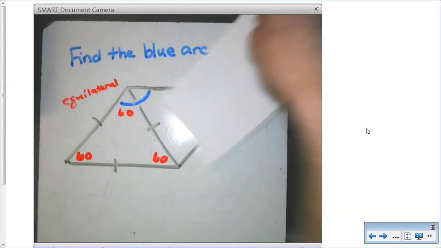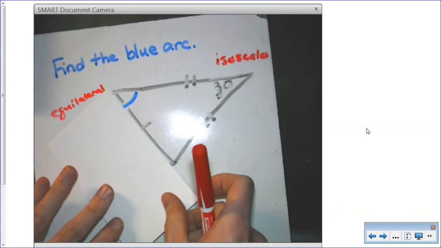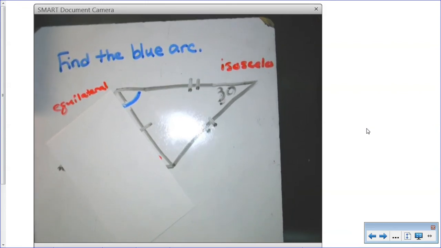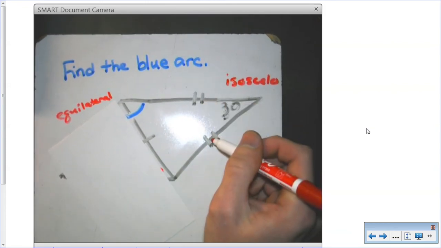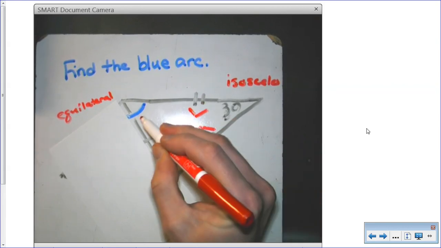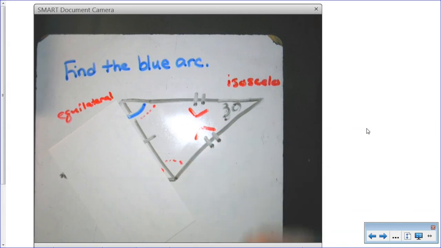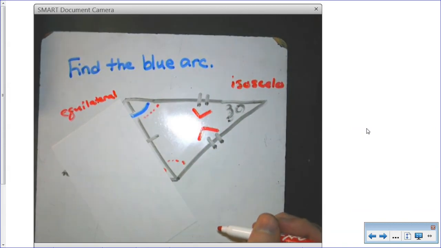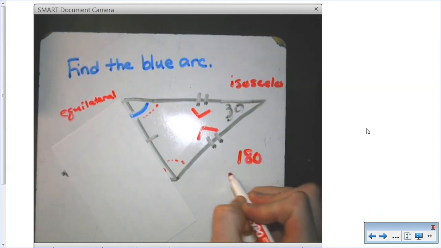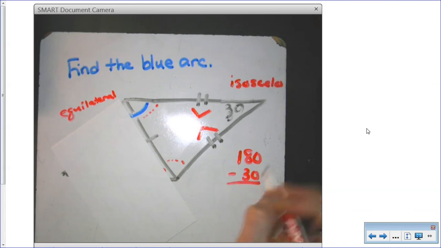That's the easy work. Now, let's get rid of the equilateral triangle and go to the isosceles triangle. So up here, I have two equal sides. Those equal sides are pointing to this angle right here and this angle right here. So this 30-degree angle is the odd angle in this isosceles triangle. So I have to get rid of it. 180 minus 30 degrees is going to leave me with 150 degrees.